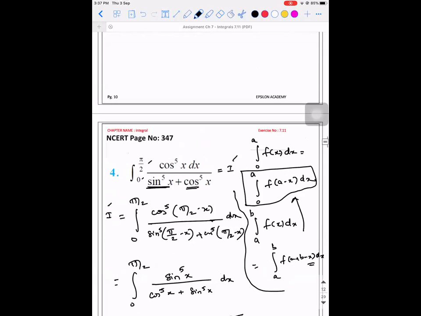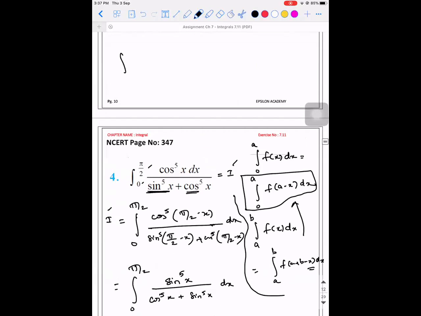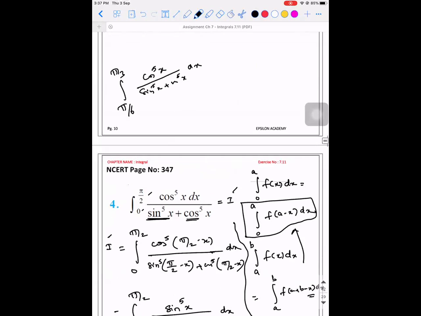Suppose I change the question and give it to you like this: integral of pi by 6 to pi by 3, cos power 5x by sine power 5x plus cos power 5x dx. Here also you can apply it. Why? Pi by 3 plus pi by 6 is complete. This is a, this is b. You will have a plus b minus x. That's right. Pi by 6 plus pi by 3 will give you pi by 2 minus x. Are you able to understand?